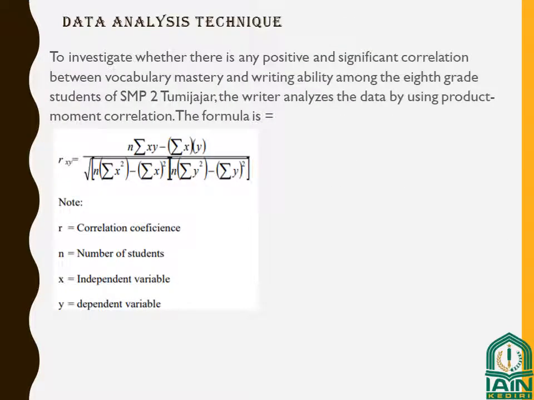Next, the data analysis technique to investigate this data. The writer uses product moment correlation, and that's the formula. But it will be easier if we put the data into SPSS. So we only need to try out the test and get the results, and then make the data tabulation and put it into SPSS. That will be easier.